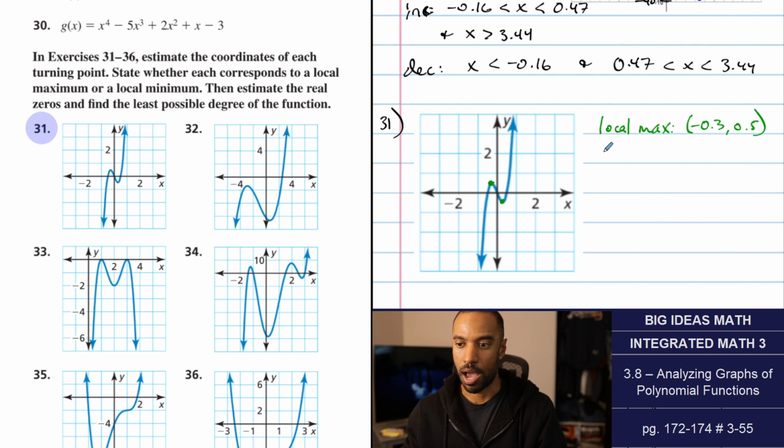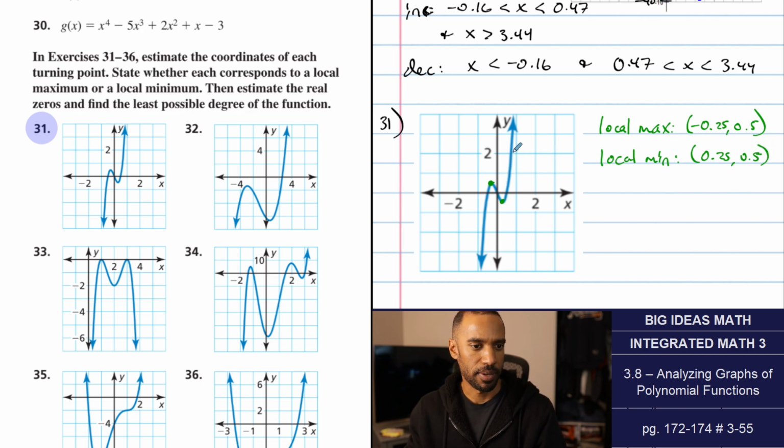Local min, probably the opposite. It looks just like an odd function, so there's symmetry about the origin. So local min, I'm looking at about probably 0.3. I don't know, maybe 0.25. I was between 0.2 and 0.3, and I said 0.3. How about negative 0.25? So 0.25, comma 0.5. How about that?